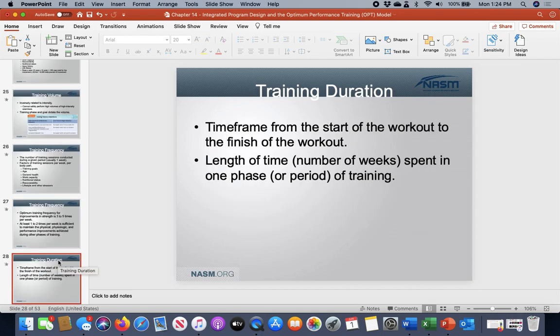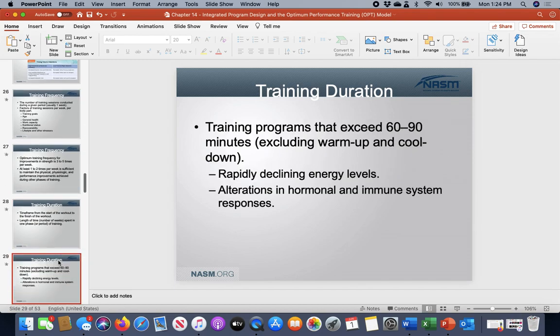Duration is exactly what it is. It's the total amount of time from start to finish of a particular workout. Duration can also be total time throughout the week. So it's however many times you work out per week times however long you worked out for, you can do it that way too. And that can be under management of stress. So that could also be something that you could work with as well.